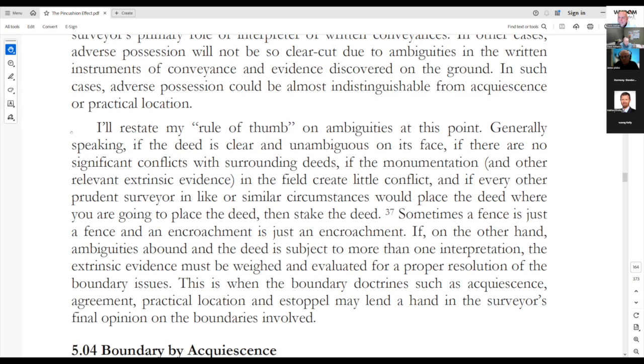So how do you get pulled into a boundary by acquiescence case? The deed's pretty dang clear. You know what it's supposed to be. Any other surveyor would pretty easily know what it's supposed to be. It's not a tough survey. And still there's an encroachment. Still there's someone over the line.